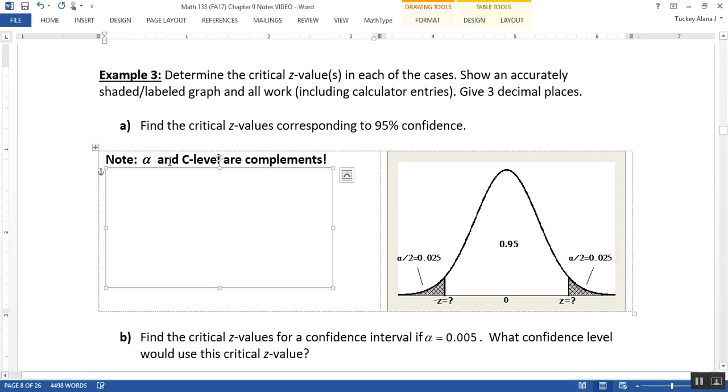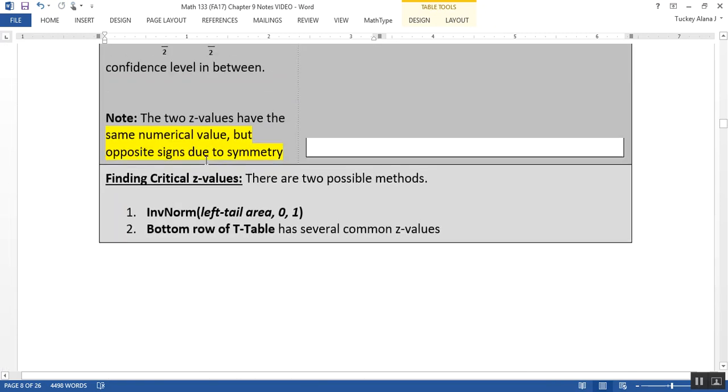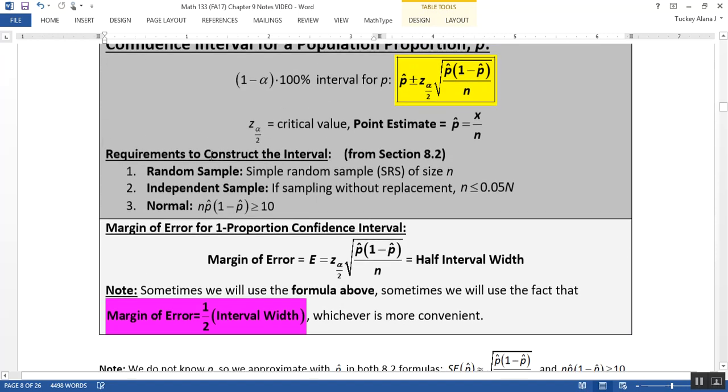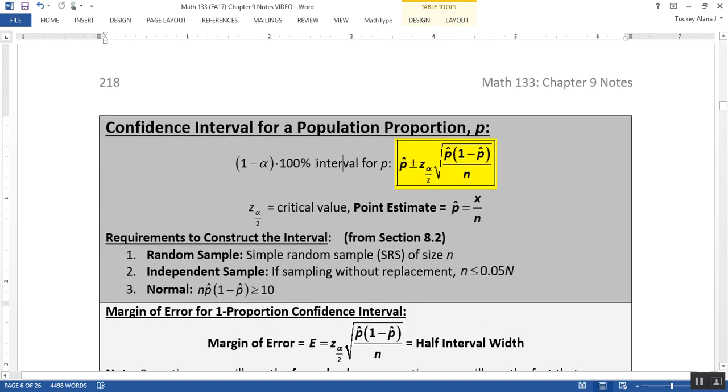All right, we start off by noting that the alpha and the C level are complements, and you can see that up in the formula box. Oh, I shouldn't have scrolled this way to get to it. Sorry. I'll have to use the formula sheet in future. But you can see right here, it says the 1 minus alpha times 100% interval. And that tells us that alpha and the C level, the confidence level, are complements of each other. They have to add up to 1. So once I know it's 95%, then I know that alpha is 1 minus that.